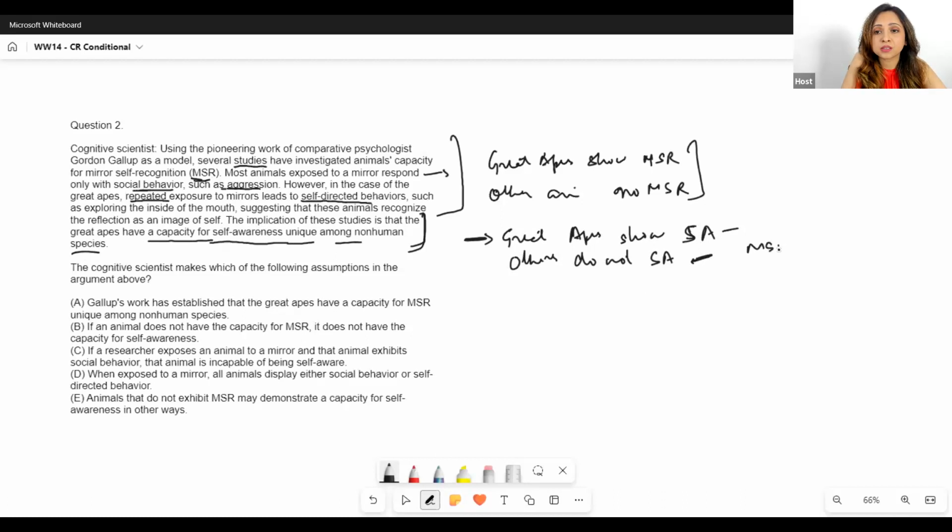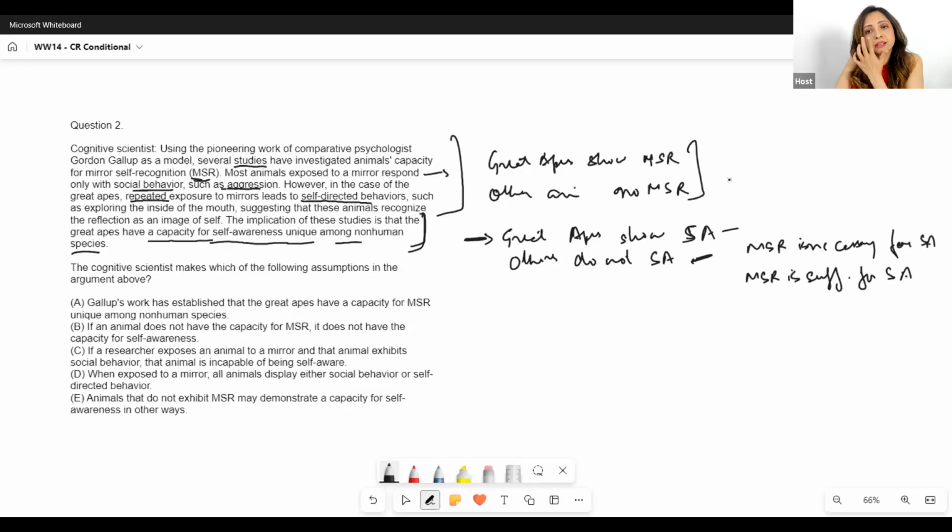That means that MSR is necessary. He's assuming MSR is necessary for self-awareness, right? He's also assuming that MSR is sufficient for self-awareness. Does that make sense? Because great apes show MSR, he's concluding that great apes show self-awareness. So he's assuming that MSR is sufficient for self-awareness. If you show MSR, that means you are self-aware.